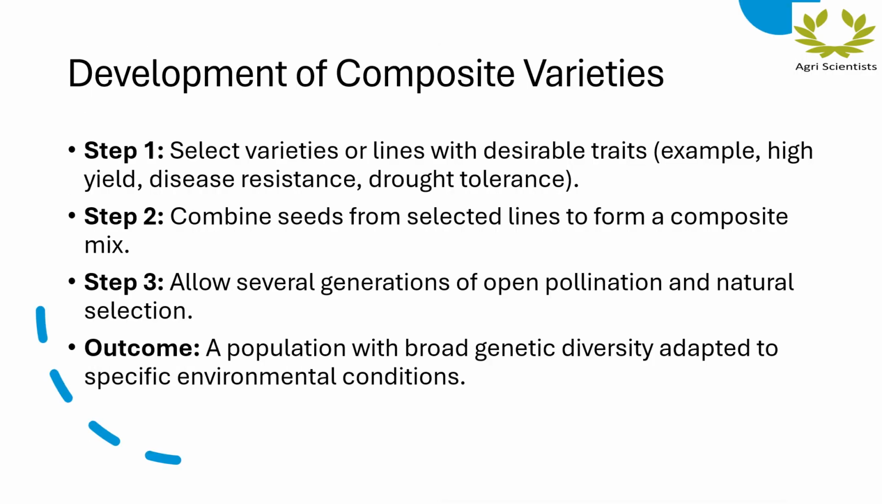Development of composite varieties. Step 1. Select varieties or lines with desirable traits, for example, high yield, disease resistance, drought tolerance. Step 2. Combine seeds from selected lines to form a composite mix. Step 3. Allow several generations of open pollination and natural selection. Outcome: a population with broad genetic diversity adapted to specific environmental conditions.